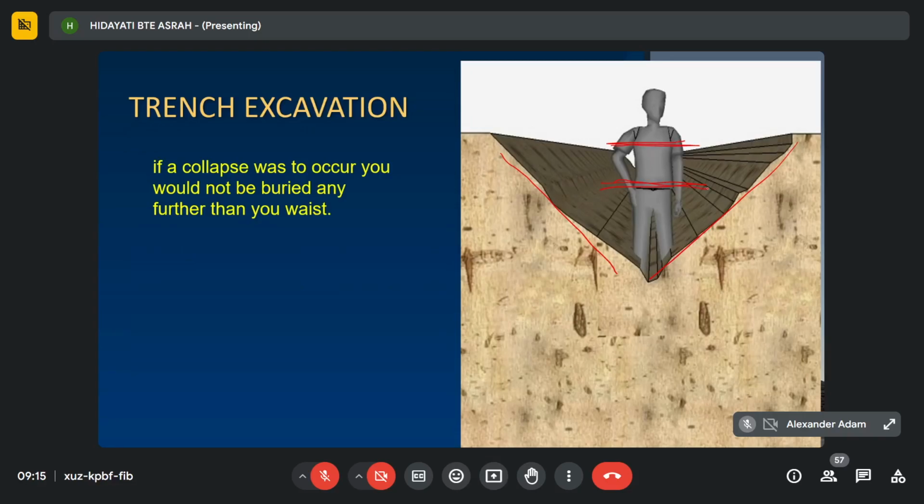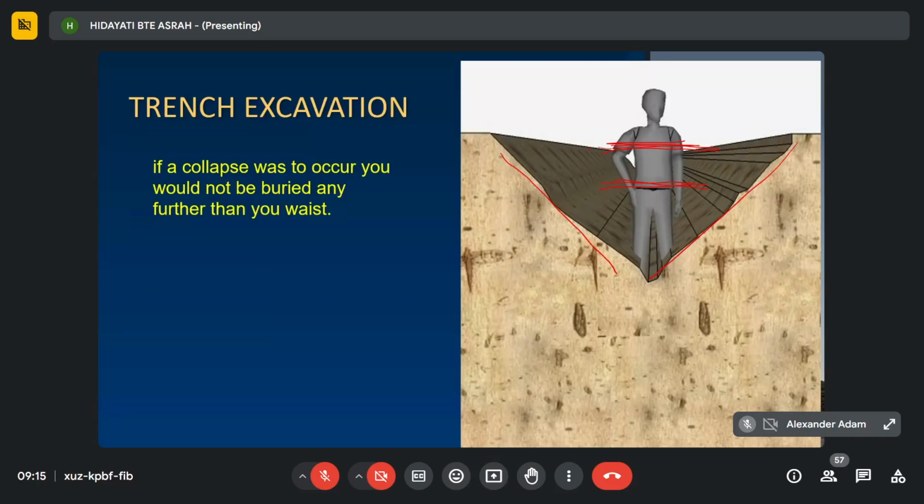This is actually what we want to eliminate: the condition where the expansion of your lung is limited due to the weight of the material. If the collapse of the soil covers up until your chest, it is difficult for you to breathe. So this 1.5 meter gives safety when an accident happens during the excavation process. That is the reason it is limited to 1.5 meter for a person to enter the excavation.